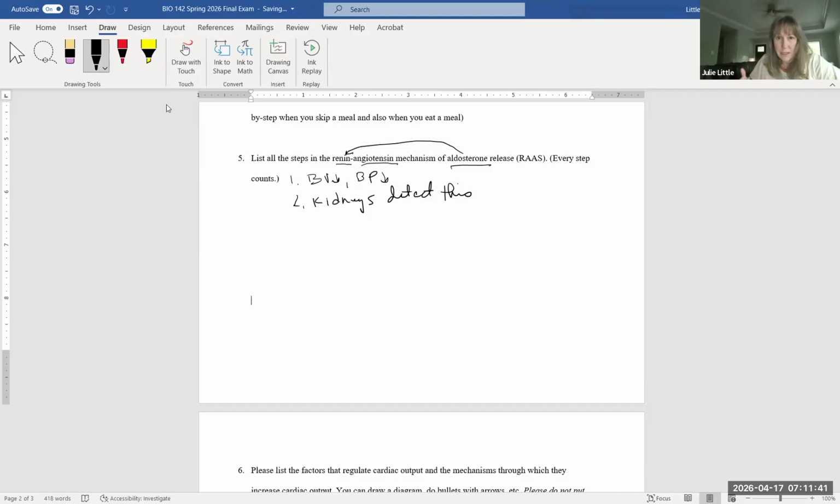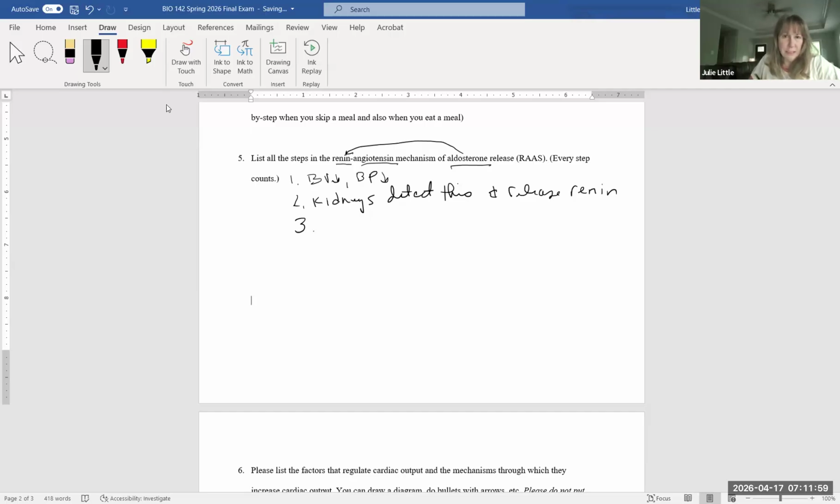You have those granular cells. They're the ones that actually detect this because they're mechanoreceptors, and they release renin. So kidneys detect this and release renin. Notice there's only one N. 2 N's is completely different.